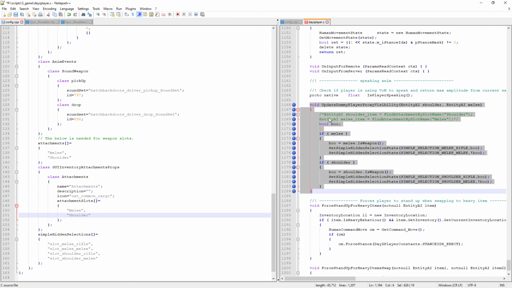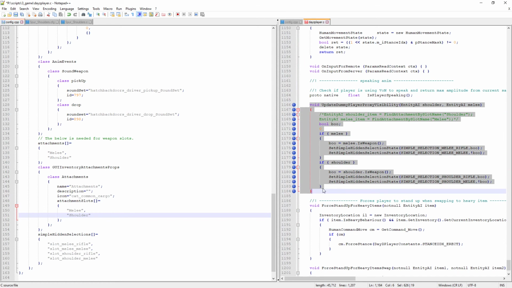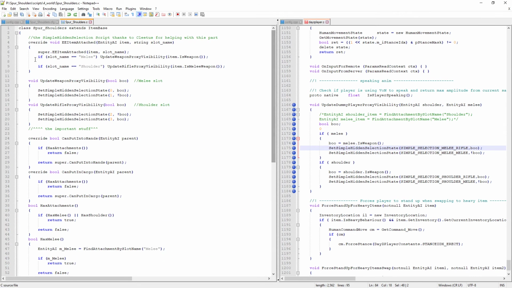So a bit more searching around and I found this little bit of script in the Dayz player.c. And I asked for some help because I'm not a scripter. Cletus helped out converting that script into this script. He just did the melee for me because we were only working one slot at a time. And then I adapted it, or added to it, to add in the shoulder slot as well. That little bit of script just controls the hidden selection, makes sure that when you put an axe in one slot, it doesn't show in the other slot, and shows the right way round in the slot. It's the critical part to this working.